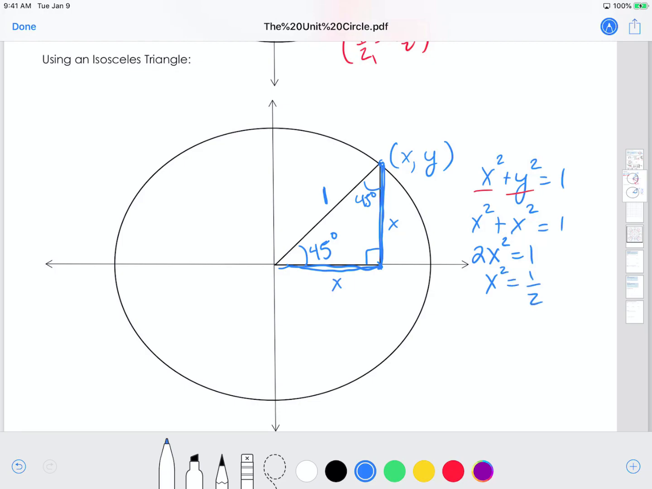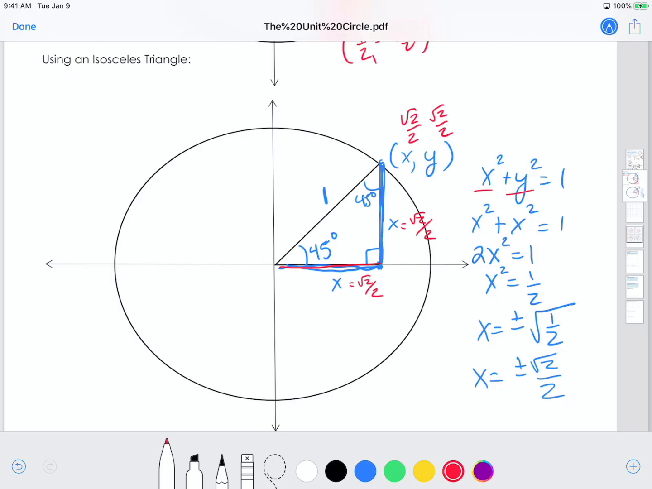When I square root both sides, I get plus or minus the square root of 1/2, which when I rationalize that and multiply the top and the bottom by the square root of 2, I get plus or minus the square root of 2 over 2. So this distance here, from here to here, is the square root of 2 over 2, which means this distance here also has to be the square root of 2 over 2. So I know that that is my ordered pair on the circle when my angle sweeps out to 45 degrees.